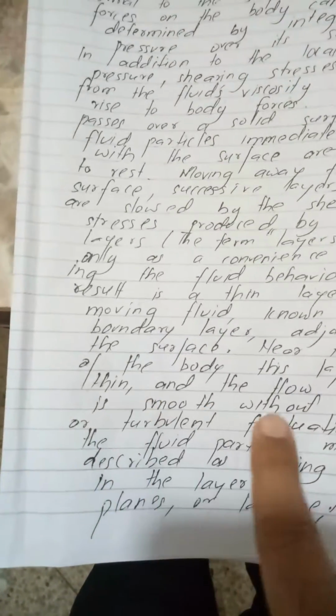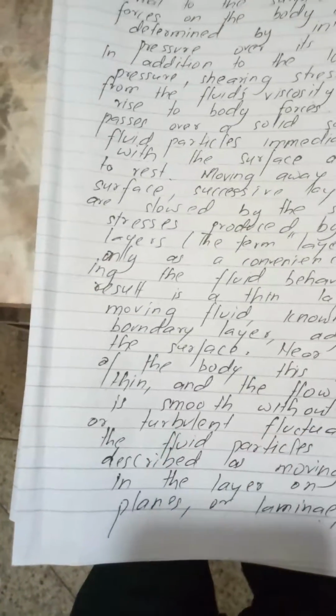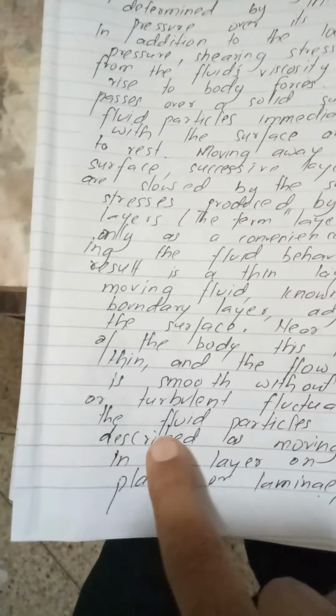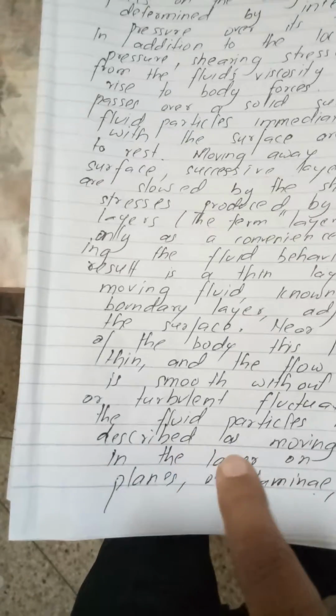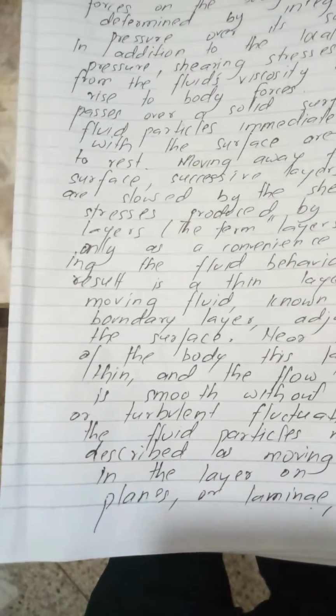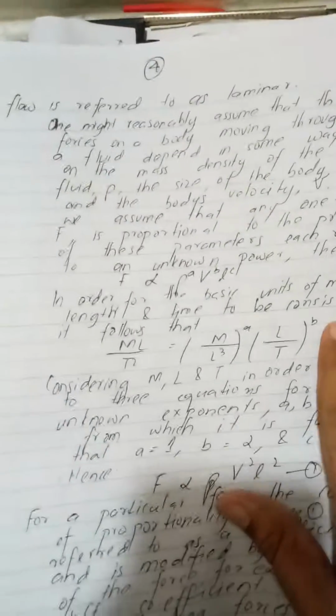Near the front of the body, this layer is very thin and the flow within it is smooth, without any random or turbulent fluctuations. Here, the fluid particles might be described as moving along in the layer on parallel planes or laminae. Hence, the flow is referred to as laminar.